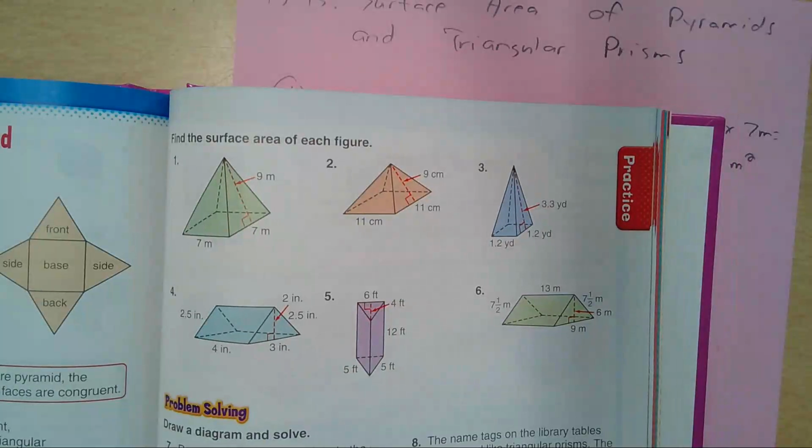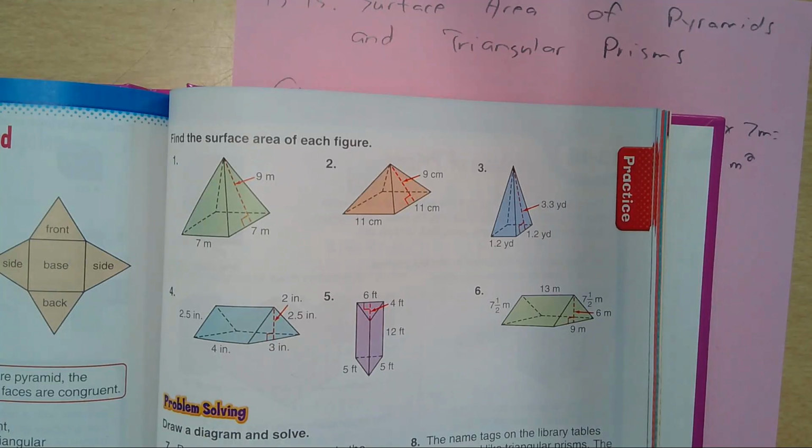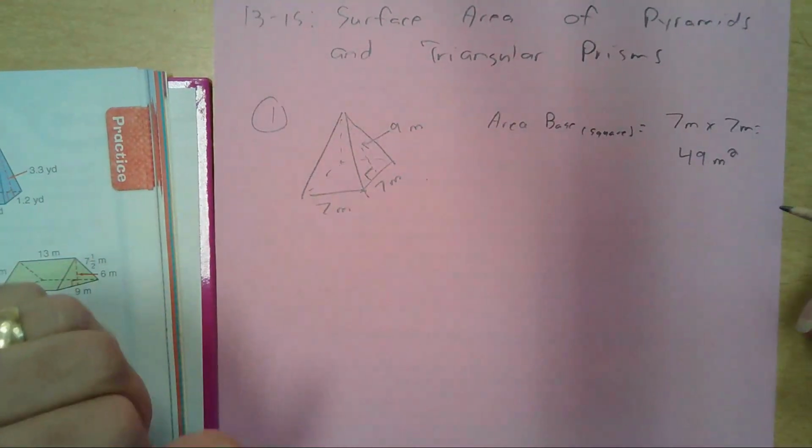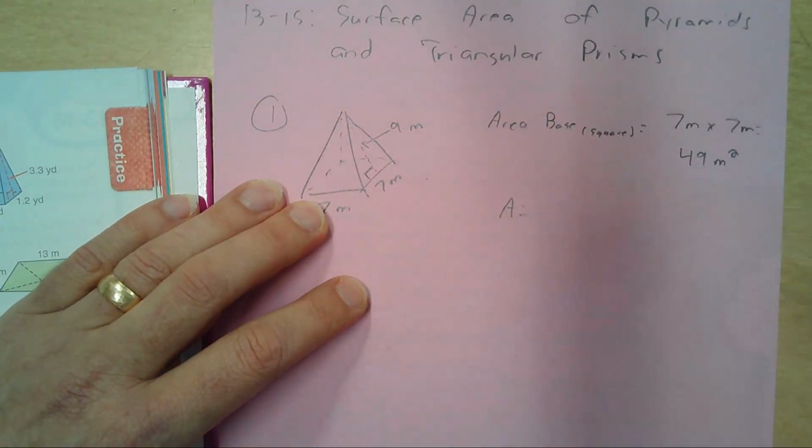When we're dealing with a square-based pyramid, what we know to be true is all 4 of the sides are going to be congruent to each other, meaning they're going to be the exact same triangles. All of these triangles are the same. What do I need to know to find the area of a triangle? The base and the height. What's the formula to find the area of a triangle?